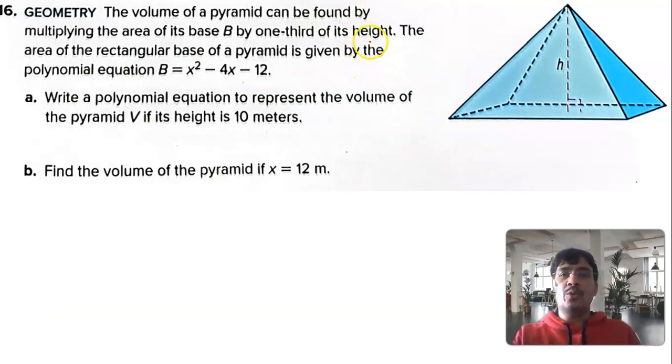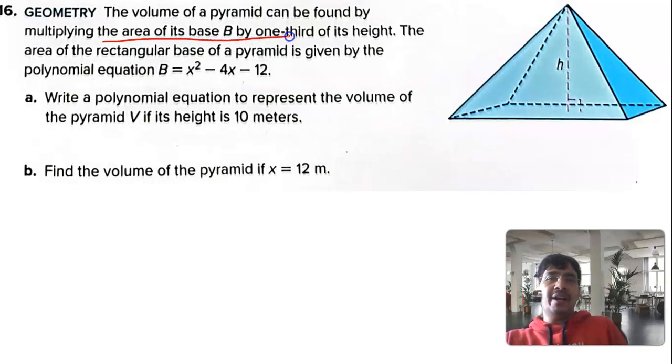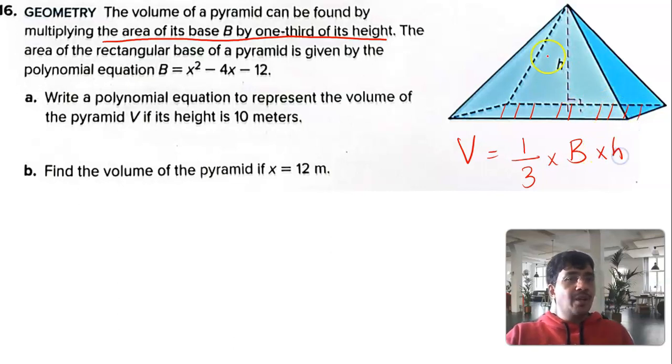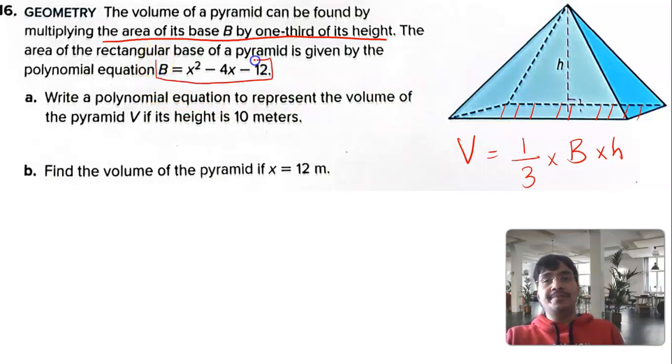Alright, let's move on to the next question of the EOT exam. The volume of a pyramid can be found by multiplying the area of its base by 1/3 of the height. So the volume of a pyramid formula is 1/3 times the base times the height. The height is h and the base is given as a polynomial function.